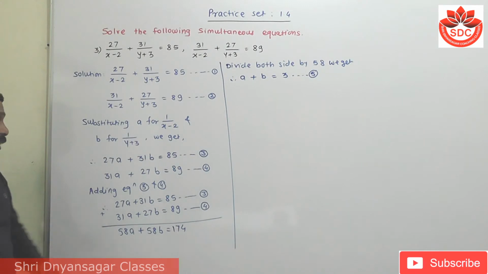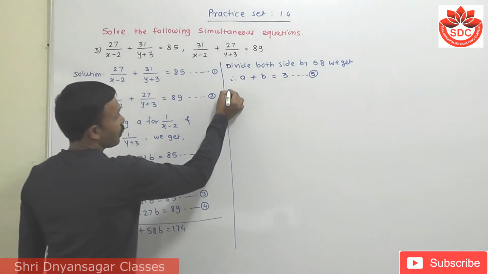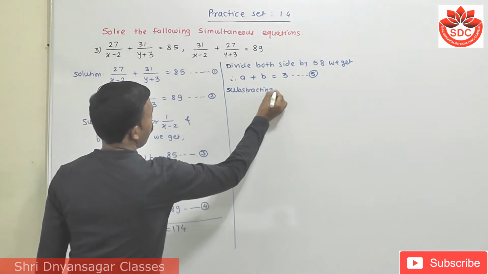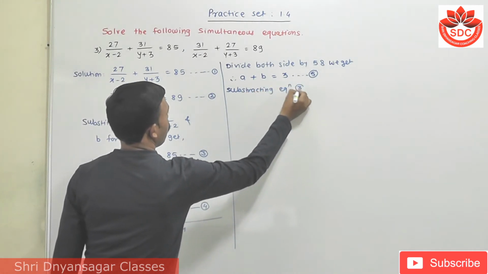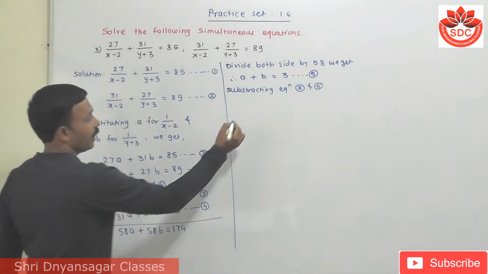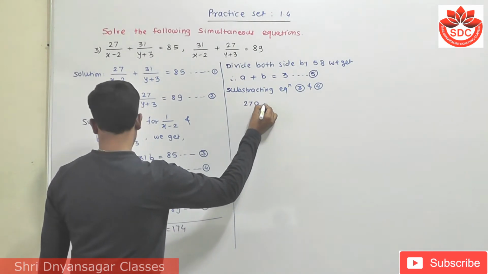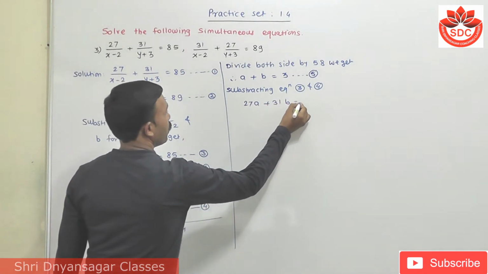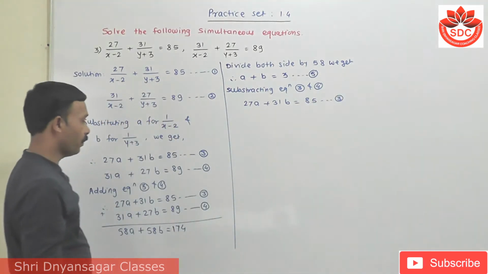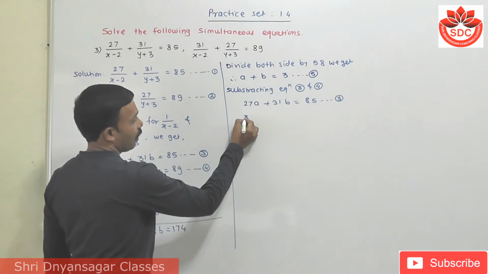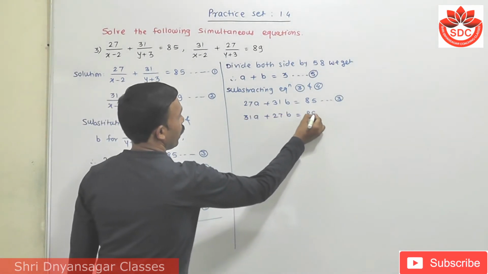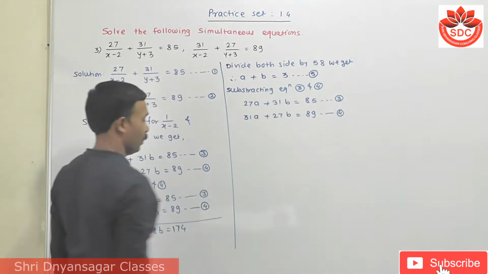Then we take the subtraction of these two equations, that is, subtracting equation 3 and 4. We have equation 3 again: 27a plus 31b is equal to 85. This is equation number 3. And the fourth one is 31a plus 27b is equal to 89. This is equation number 4.